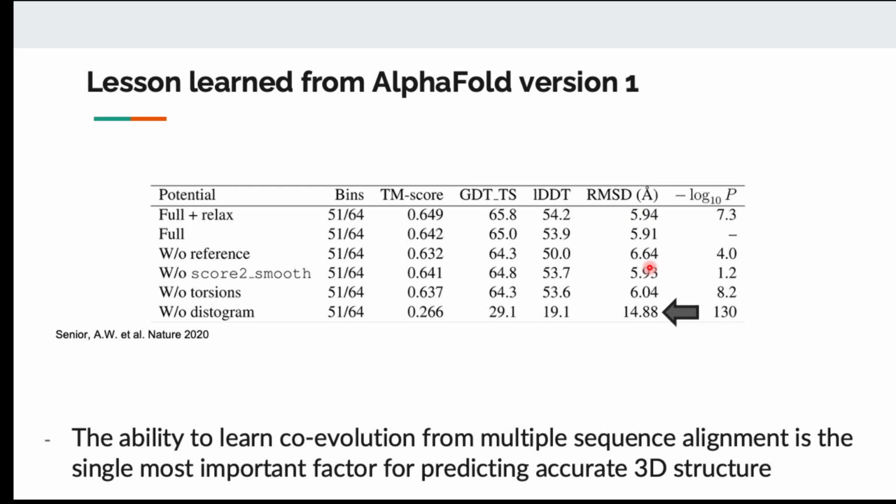So this means that you can throw away a lot of knowledge about physics. But as long as you have the co-evolution to guide the residues pairing, you can get a similarly good structure. So that's the finding, the lesson that people learned from AlphaFold version 1. If you can predict co-evolution, that's good enough to drive you to a good structure. You don't need to worry too much about other things.